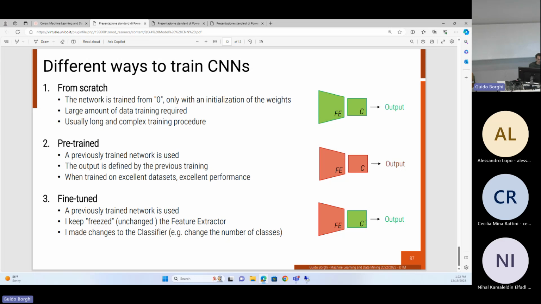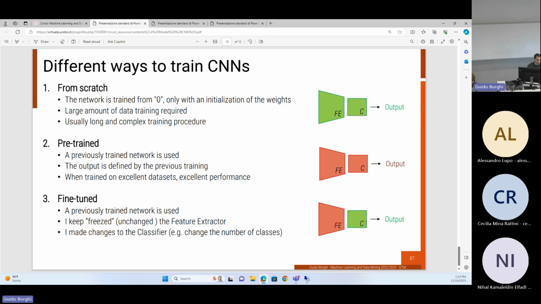A solution can be represented by the fine-tuning procedure, in which we can download the network, freeze the feature structure, and only update the weights of the multi-layer perceptron, so we can adapt the network to our problem.